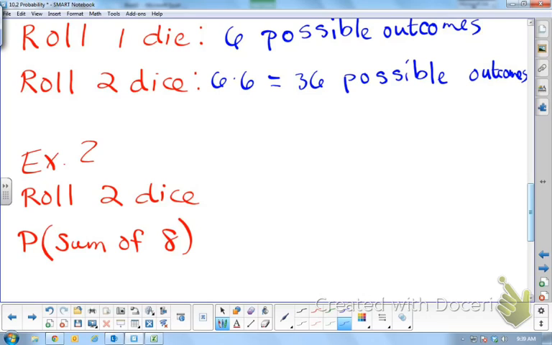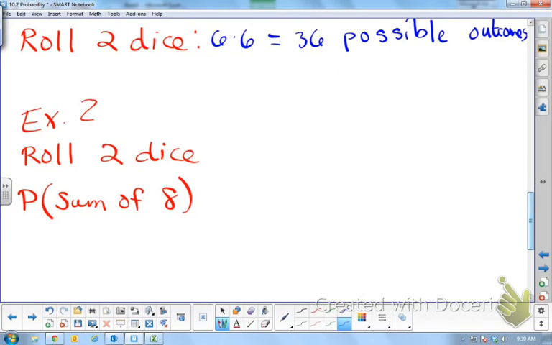Okay, so let's do an example with our dice instead of our cards. Let's say we are rolling 2 dice, and we want to find the probability that when we roll those 2 dice, we would get a sum of 8. So we want total outcomes on the bottom, the outcomes we want to happen on the top. How many total outcomes did we talk about for 2 dice? 36. Then we have to figure out how many ways could I roll a sum of 8. What possible options do we have?